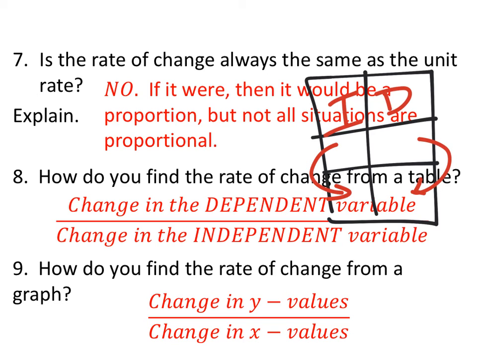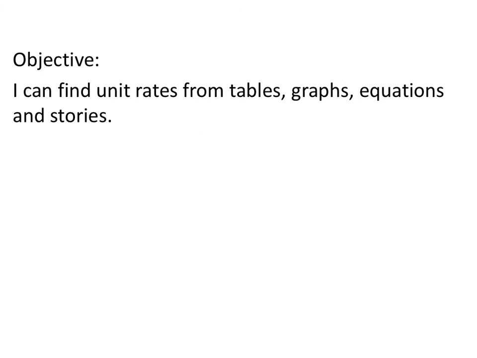How do you find the rate of change from a graph? You just find the change in the y values and divide it by the change in the x values. Now this is consistent because in a later unit this will represent rate of change, but we call it something else. So always think about it as dependent over independent, or y over x. And yes, I understand you guys may have learned about dependent and independent variables in science. That's because they stole it from math. The jerks! I can find unit rates from tables, graphs, equations, and stories.